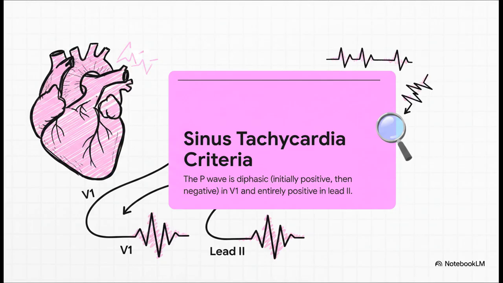The diphasic P in V1 and the upright P in lead 2 confirm that the depolarization is starting in the sinoatrial node and traveling down and to the left like it's supposed to. So the diagnosis for this tracing is, without a doubt, sinus tachycardia.